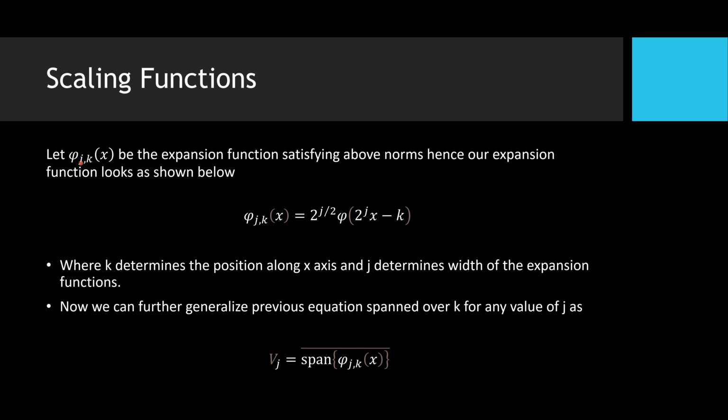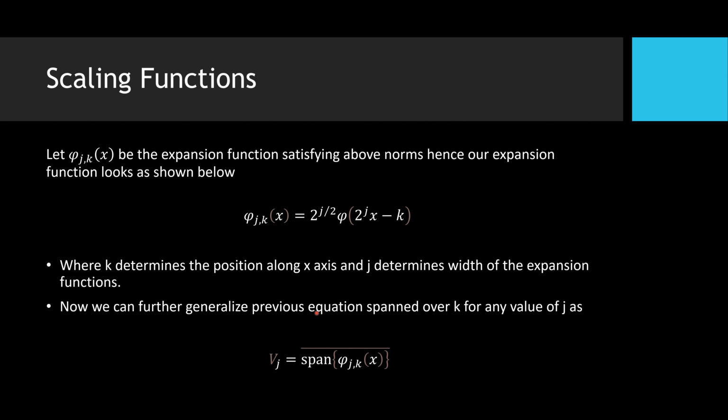So let psi j comma k of x be the expansion function that we are looking for, satisfying the above norms. Then the expansion function should look like this: psi j comma k of x equals 2 power j by 2 times psi of 2 power j x minus k. Here k determines the position along the x-axis and j determines the width of the expansion function. Here k refers to the integer translations, and 2 power j is the binary scaling.